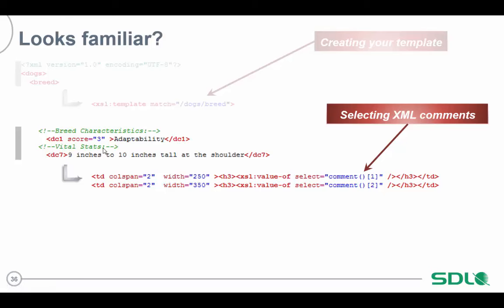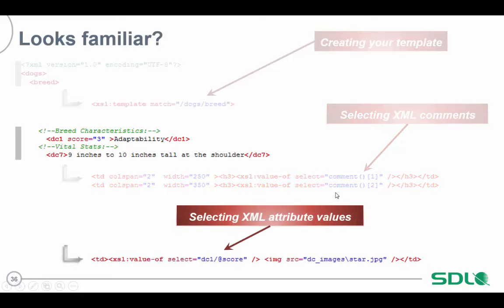So I can use the information in the XML file inside those comments inside the HTML file that I'm converting it to using the style sheet. And there's another quick example. Again, I'm selecting the value of an attribute inside an element called DC1, so the score. And again, it's just XPath.